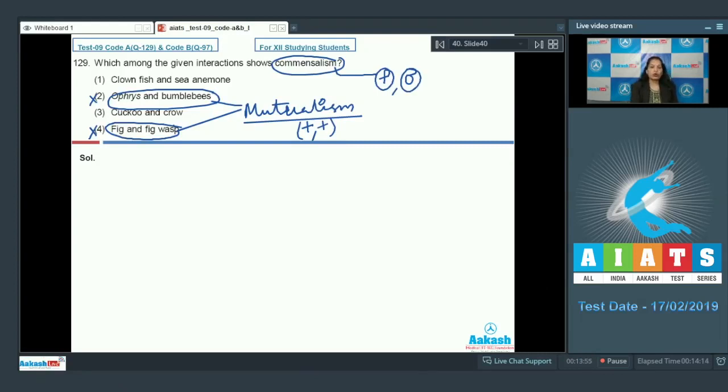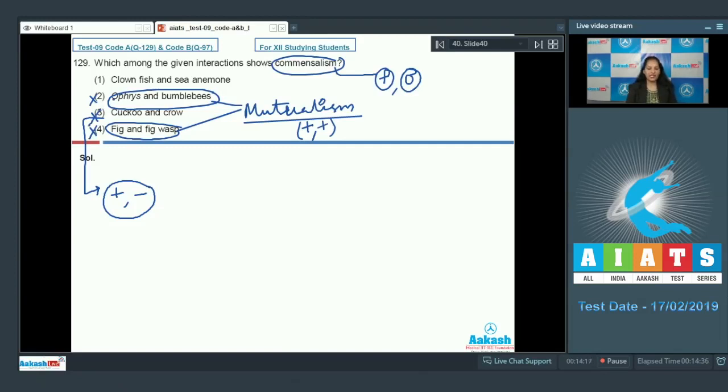What about the cuckoo and crow? Cuckoo and crow show the brood parasitism in which cuckoo is in plus and crow is in minus. It's a parasitic relationship. One species is benefited and the other one is harmed. So this option is also ruled out. So the remaining option is the first one.